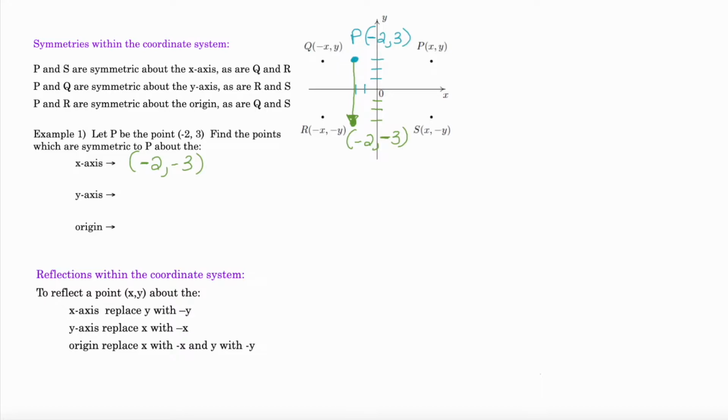Let's say I want to take my point and go across the y-axis. So I want to go to the right. I need to go to the right 2 units, but I'm still going to be +3 units up. So this time I'm going to be (2, 3). And then finally, if I want to go across the origin, I'm still going to go to the right 2 units and down 3 units, so I'll be at (2, -3).